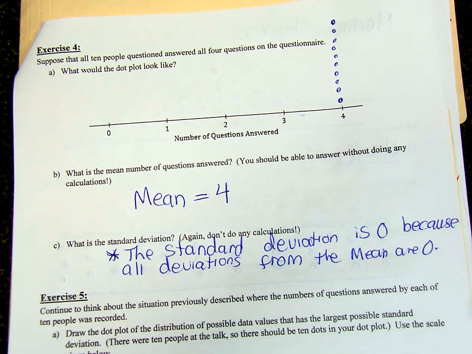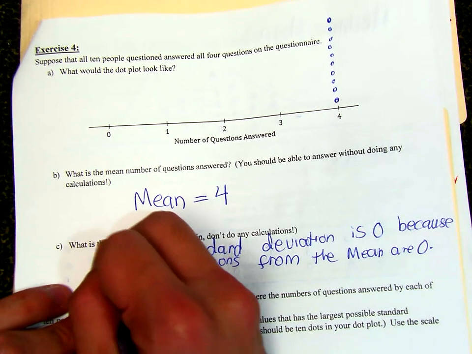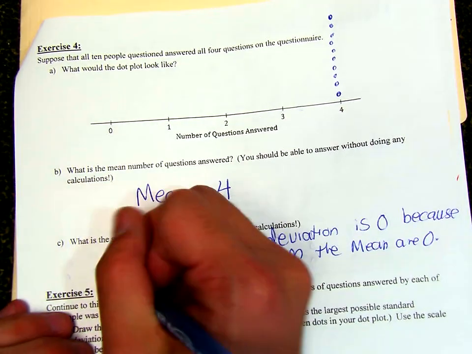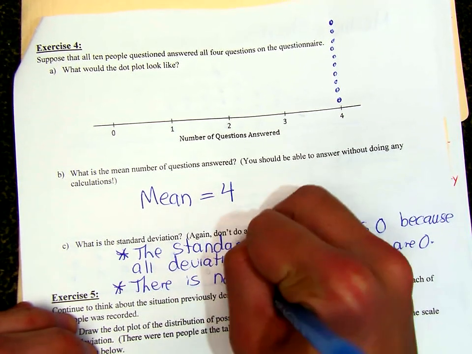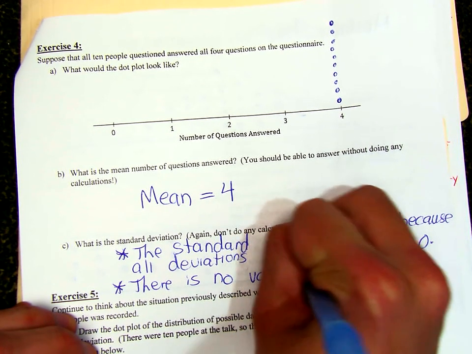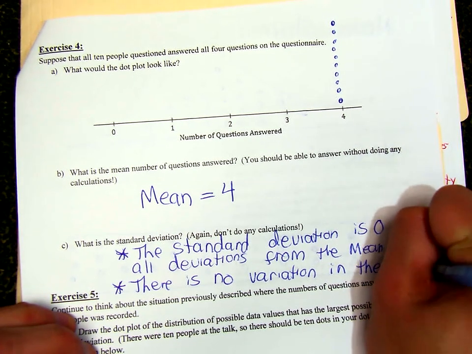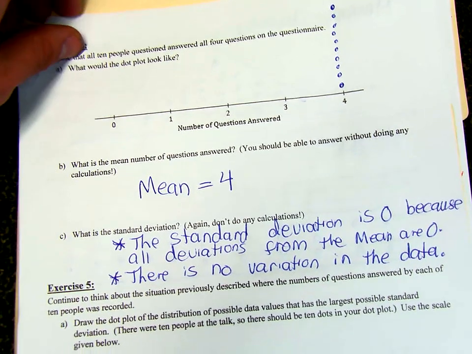So basically, if you look at this data, we could say that there's no variation in the data, because the data doesn't vary at all. It's all 4s. So we could say that there is no variation in the data. Okay. So now let's look at it.